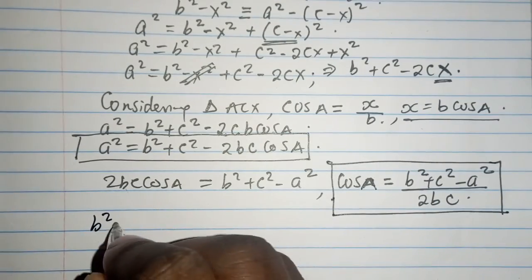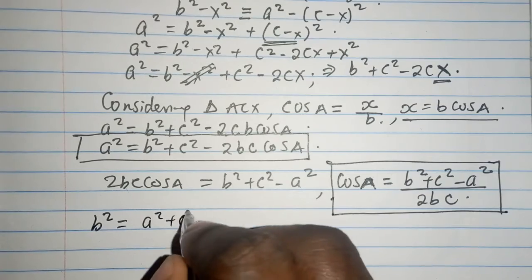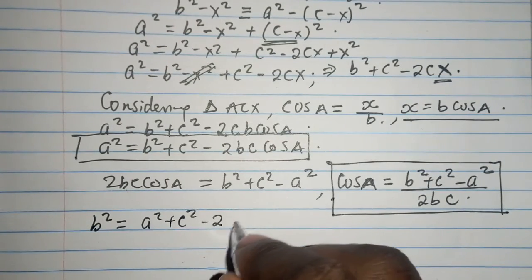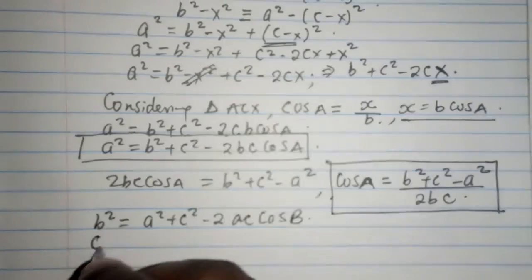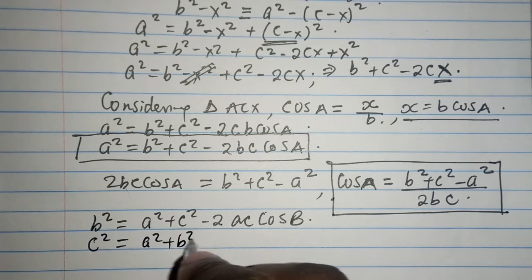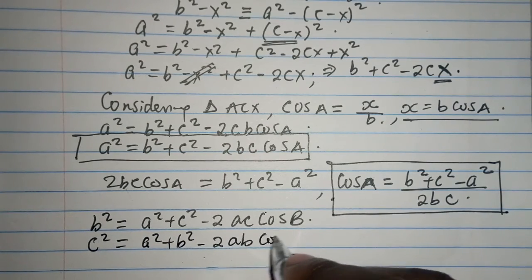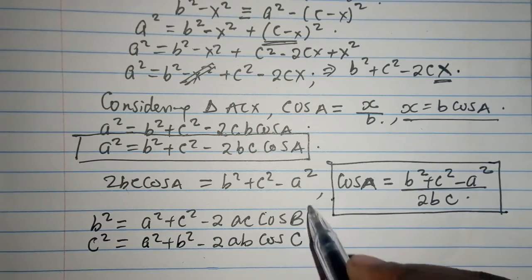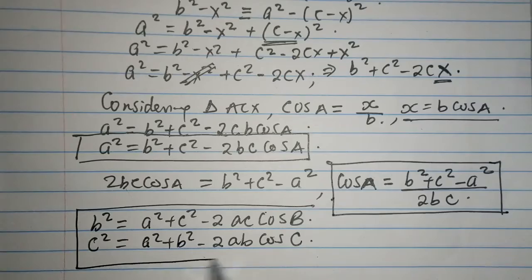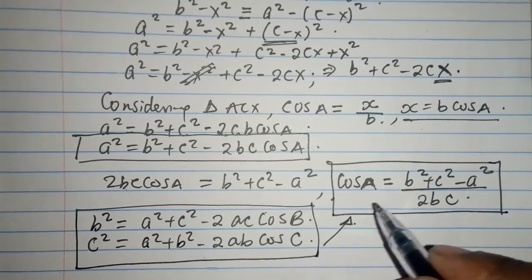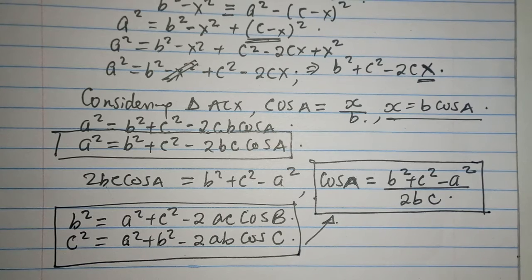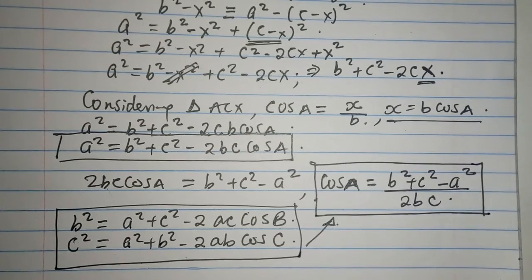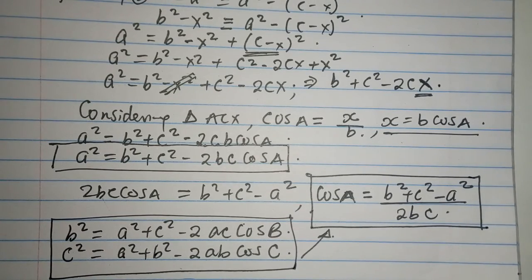You can rearrange this and have b squared equals a squared plus c squared minus 2ac cosine B. Even c squared equals a squared plus b squared minus 2ab cosine C. Each one of these can be rearranged in this format just to find the angle. Having done that, we have been able to prove the cosine rule. In our next video, we will use this cosine rule in calculating the sides of a triangle as well as the angles.